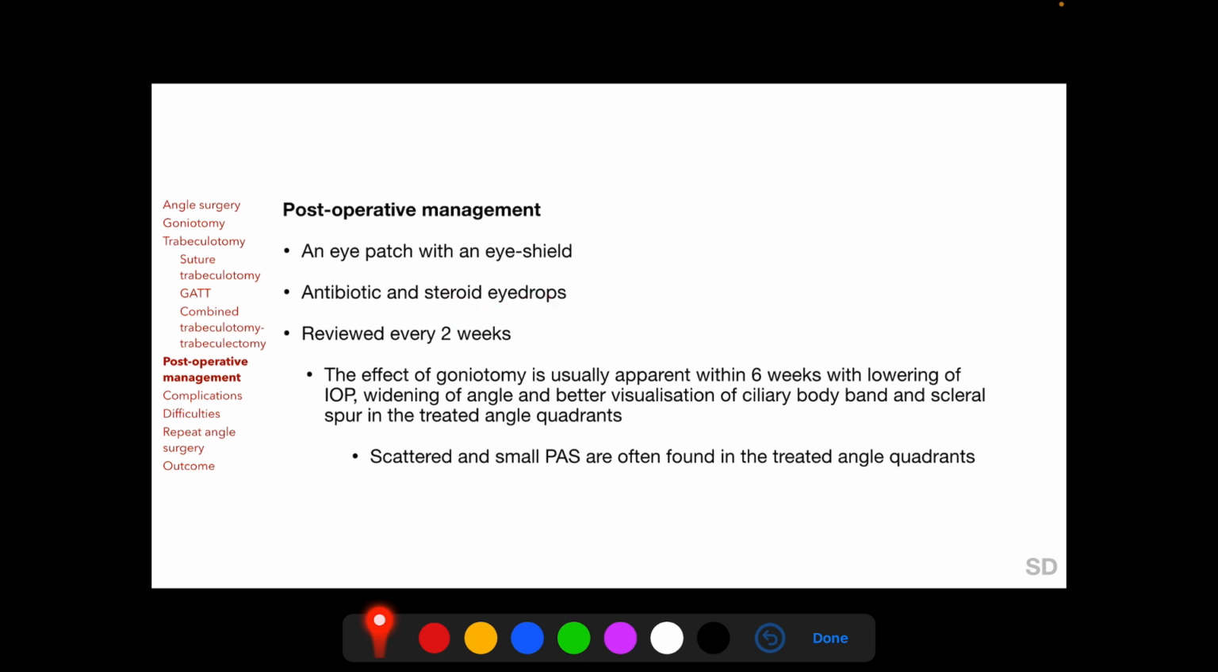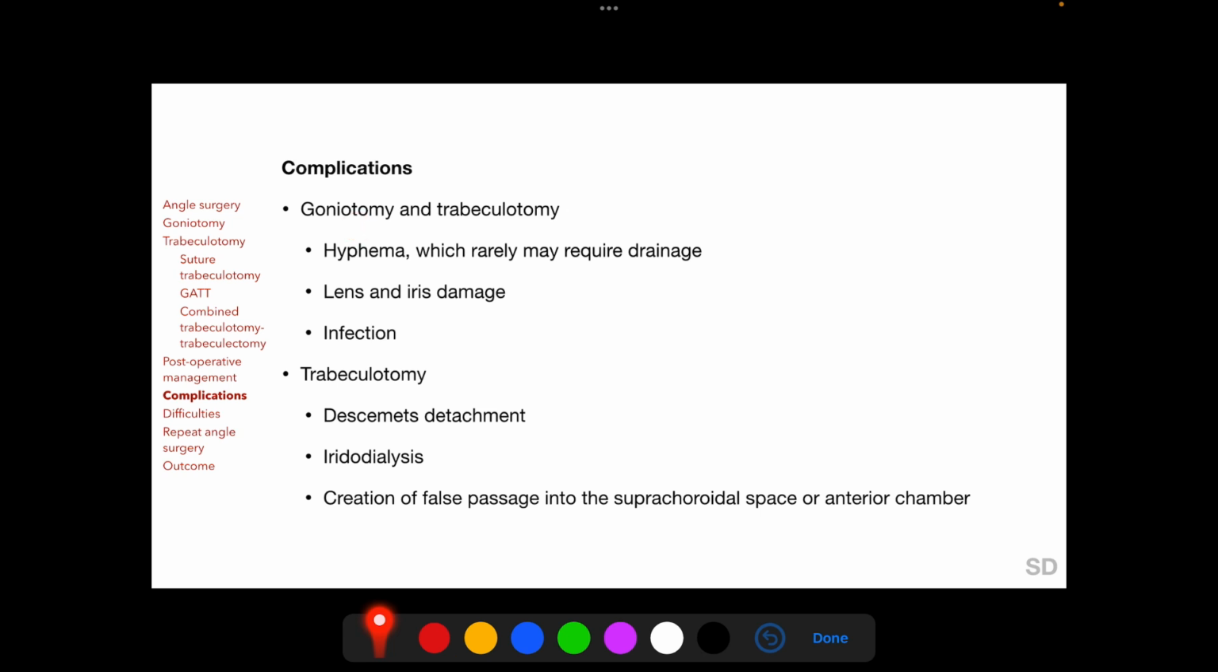Like any other pediatric eye surgery, antibiotic and steroid eye drops are prescribed. The child is reviewed every 2 weeks, and the effect of goniotomy is usually apparent within 6 weeks with lowering of intraocular pressure, widening of the angle, with better visualization of the ciliary body band and the scleral spur in the treated angle quadrants.